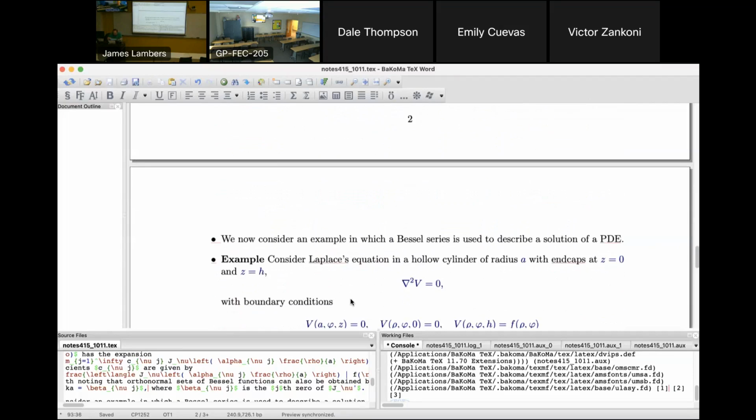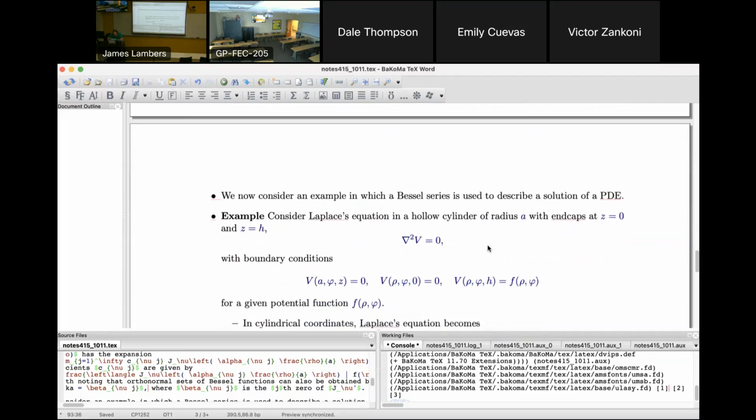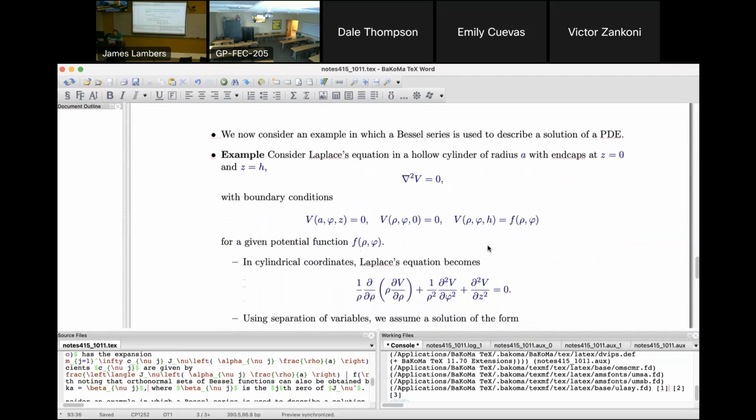Now, one use of these kind of expansions is to solve a PDE. And this is a PDE that I've mentioned as an example. So, Laplace's equation in a cylinder. So A is the radius of the cylinder, and we have our domain in Z goes from 0 to H. So it's a cylinder of height H. So this is a Laplace equation.